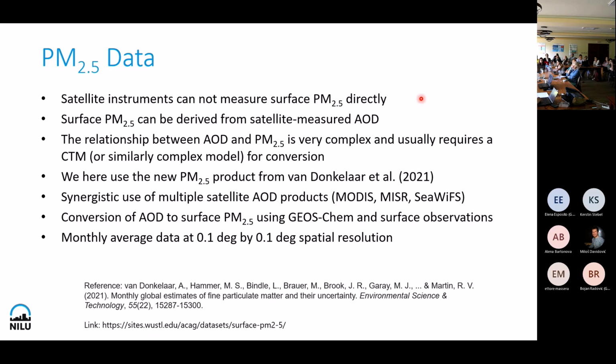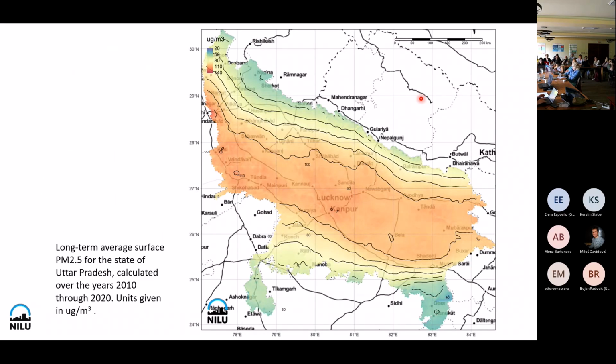It came out very recently, and so we were interested in looking at this for a case study in India. They have it now as monthly average data, so you don't get daily information, just monthly averages at about 0.1 degree of resolution, so about 10 kilometers. So this is an example of what this can look like. This is for the Indian state of Uttar Pradesh, and here on the western side is Delhi.